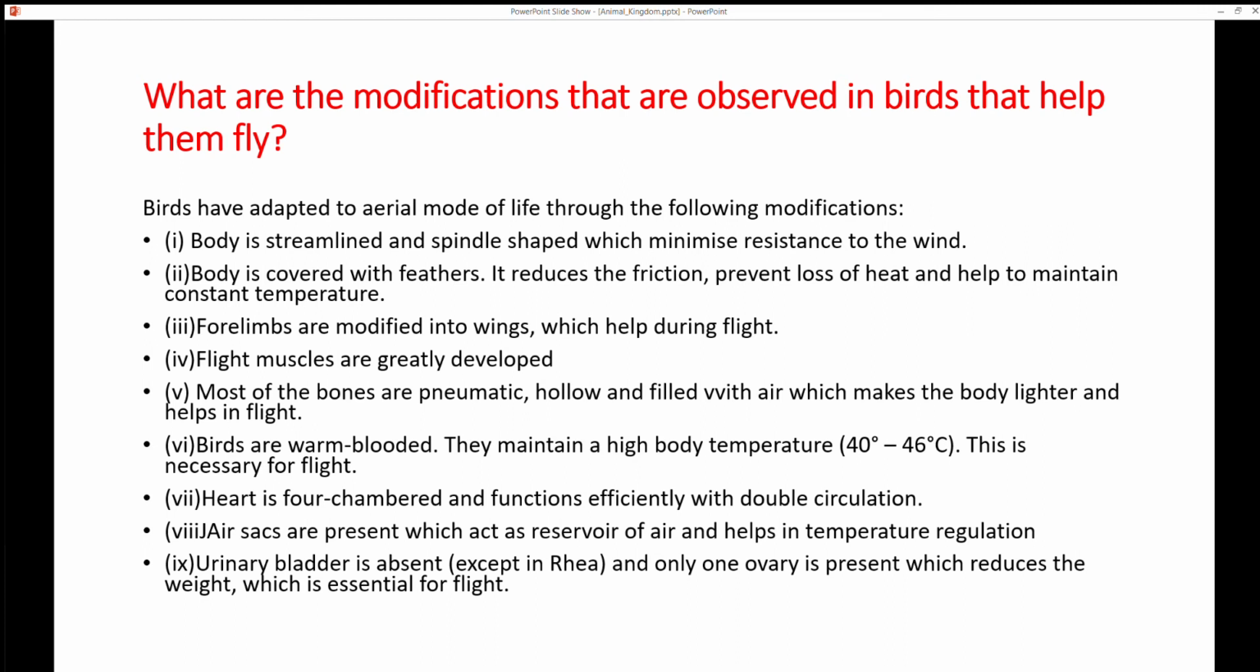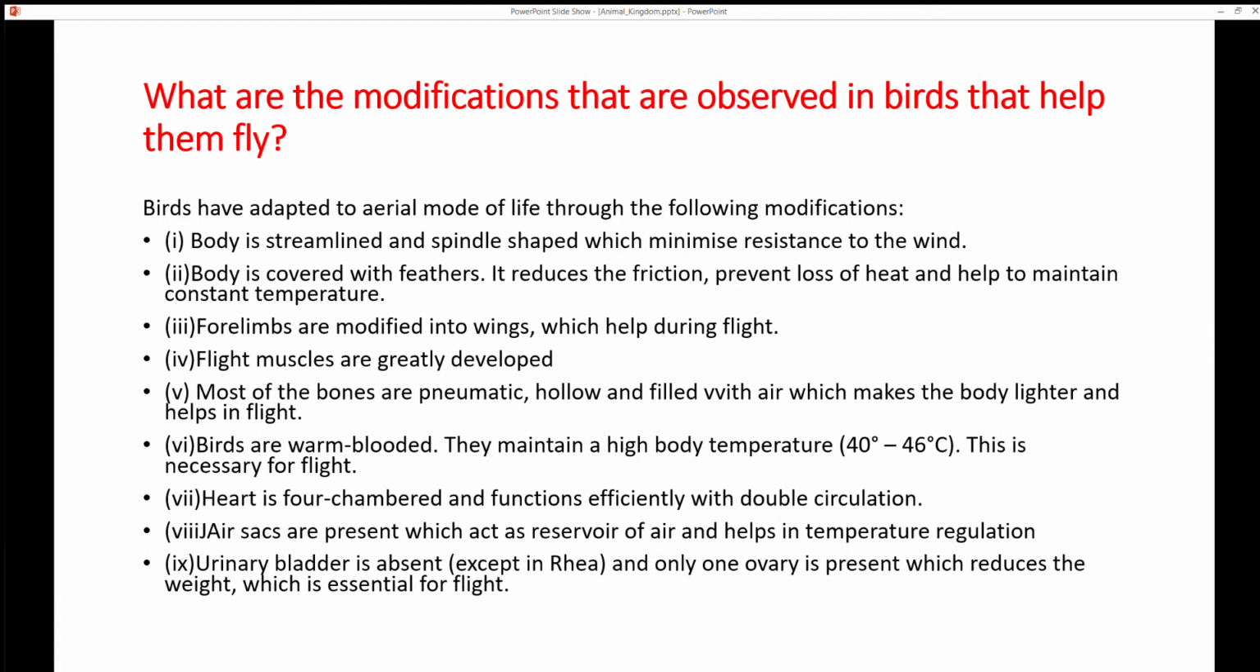The body is covered with feathers. It reduces friction, prevents loss of heat, and helps to maintain constant temperature. That is why these are warm-blooded. So it can maintain its temperature: when it is hot outside, it stays cool inside. When it is cold outside, the body automatically sets up to heat and keep the inside of the body warm.